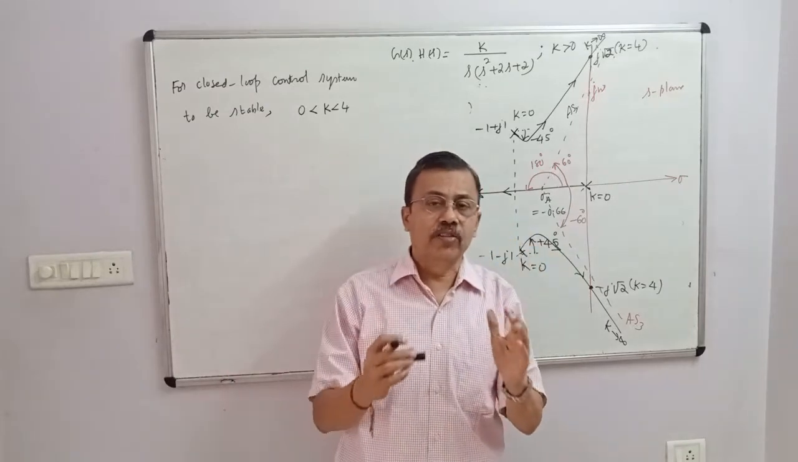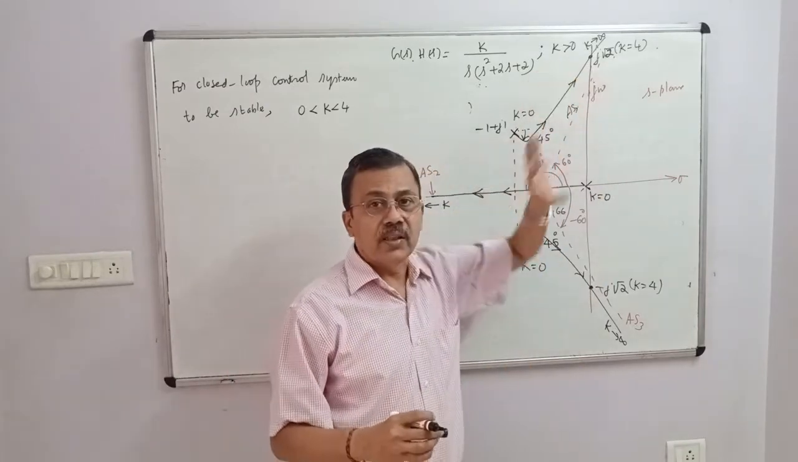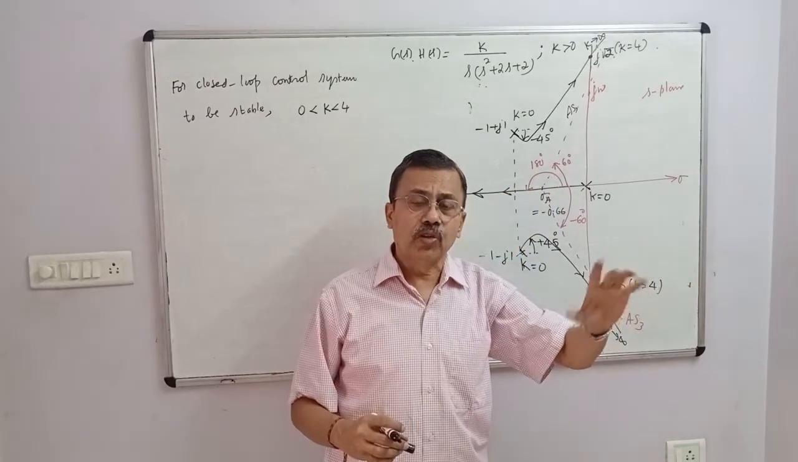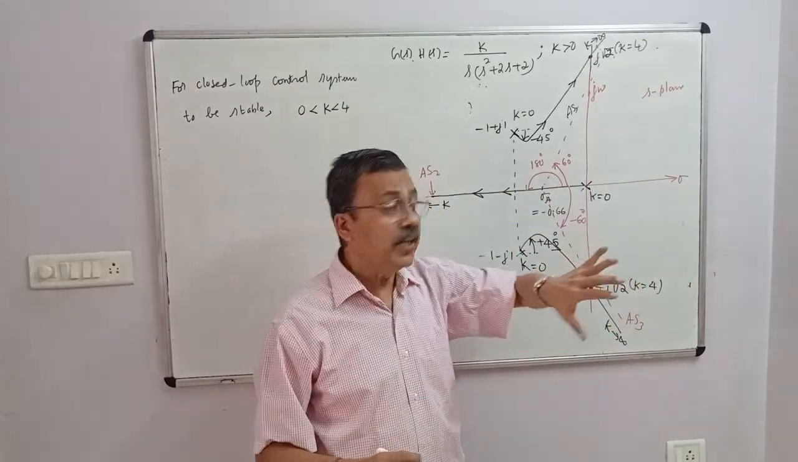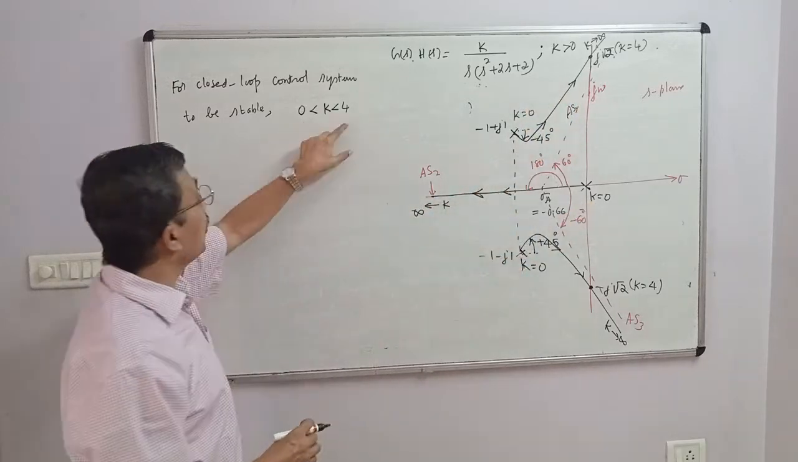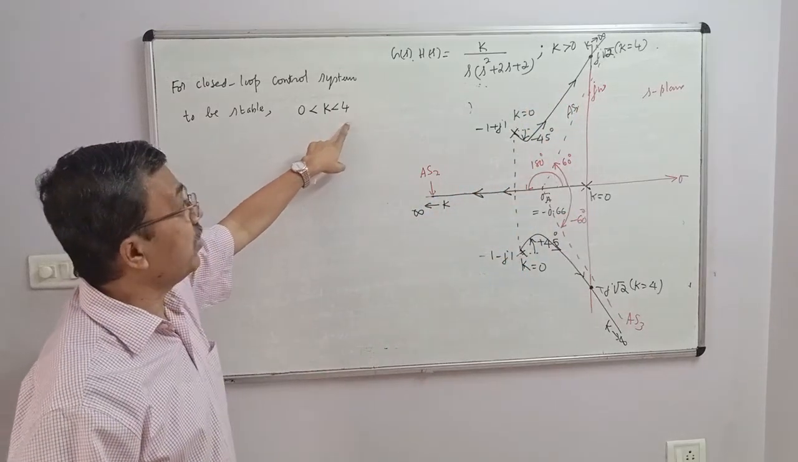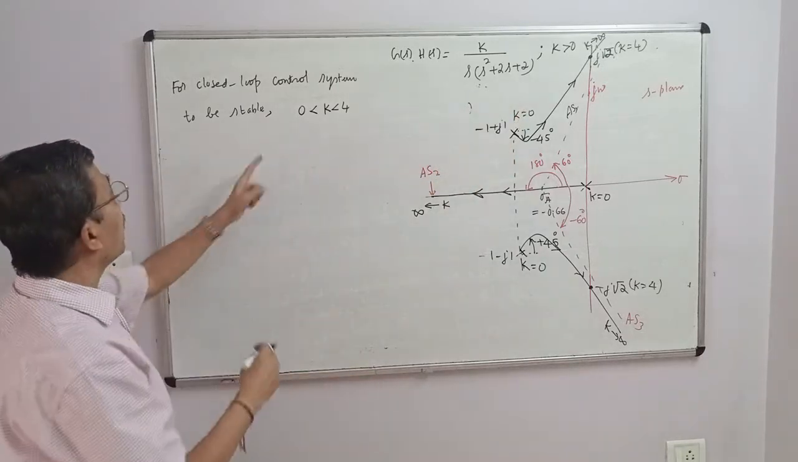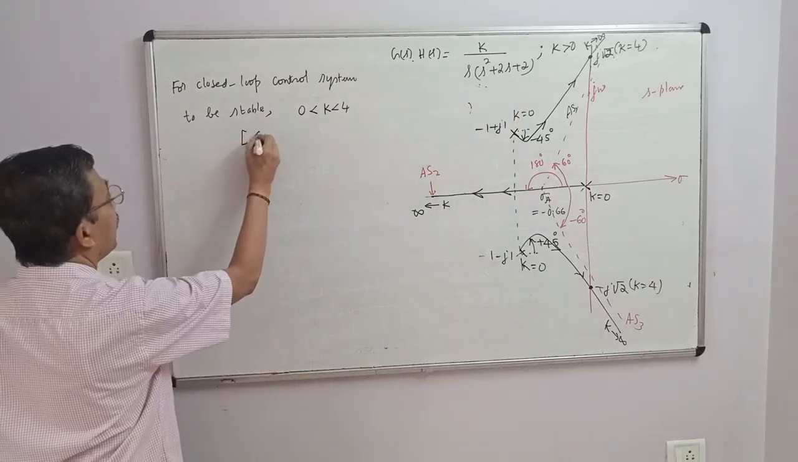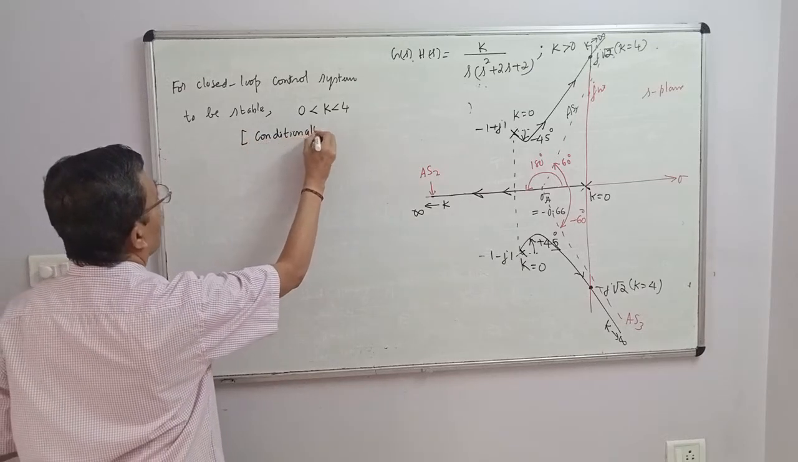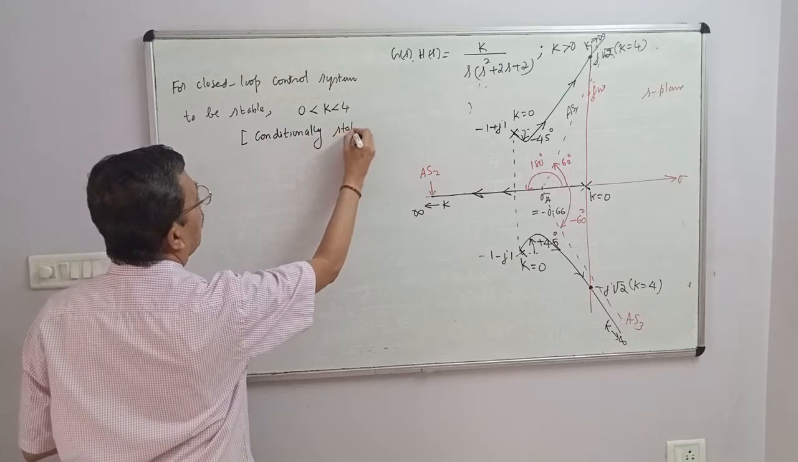For a closed loop control system to be stable, correct? Choose the values of k so that the root locus is confined to the left hand side of the S-plane. For k between 0 and 4, the root locus is confined to the left hand side of the S-plane. Since there is a range on k for stability, the system is called a conditionally stable system.